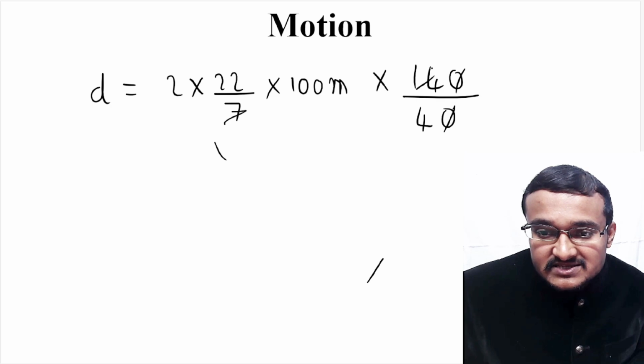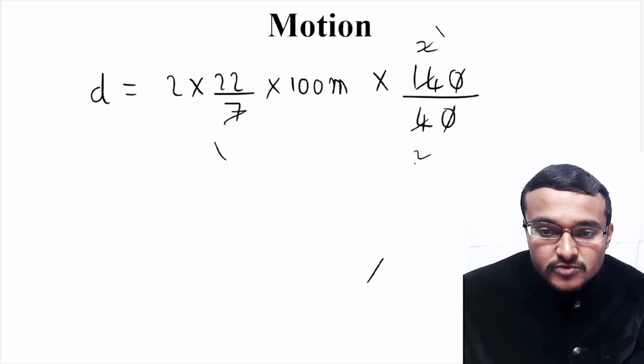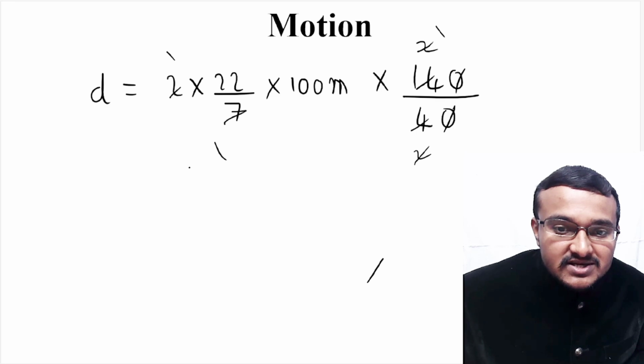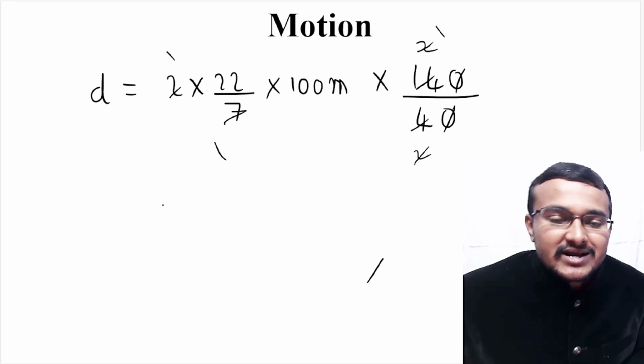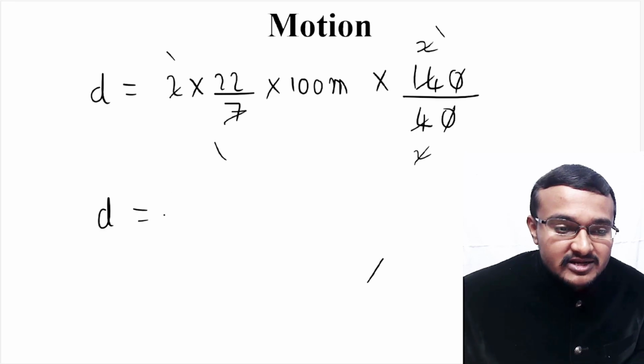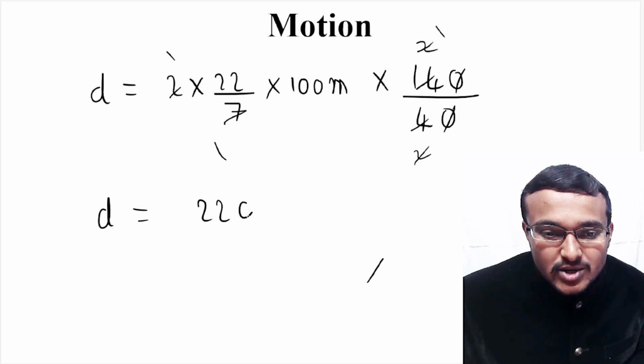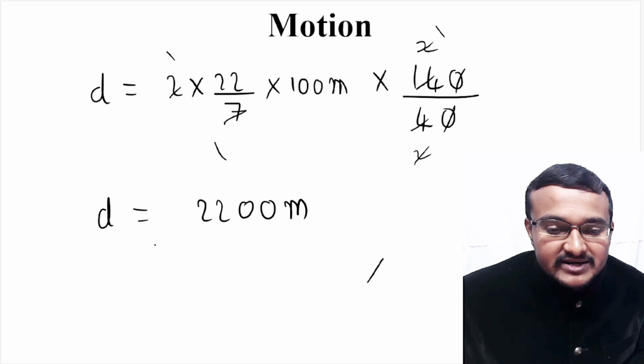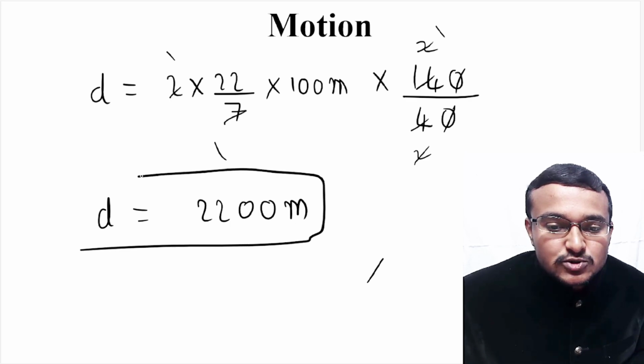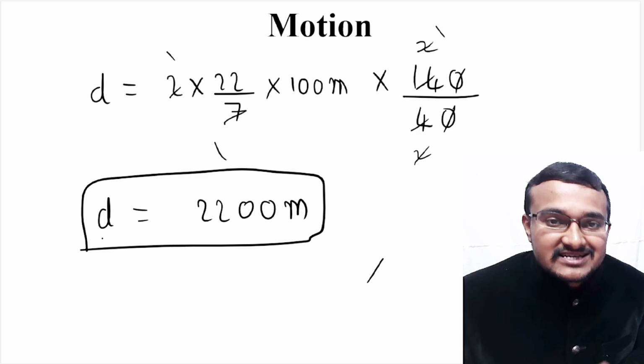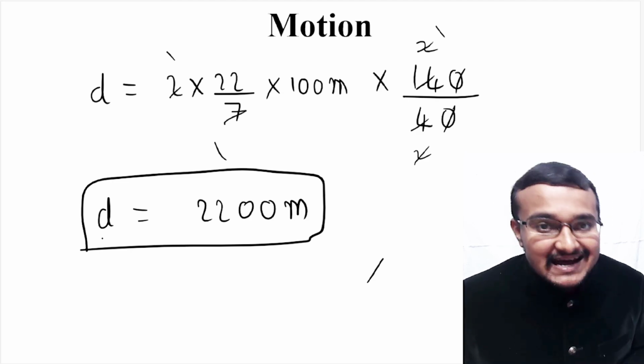So 7 ones are 7, 7 twos are 14. So 2 ones are 2, 2 twos are 4. So 2 ones are 2, 2 ones are 2. So only 22 and 100 will be remaining. So what is 22 into 100? 22 into 100 will be 2200 meter. So 2200 meter is the distance traveled by this particular athlete.